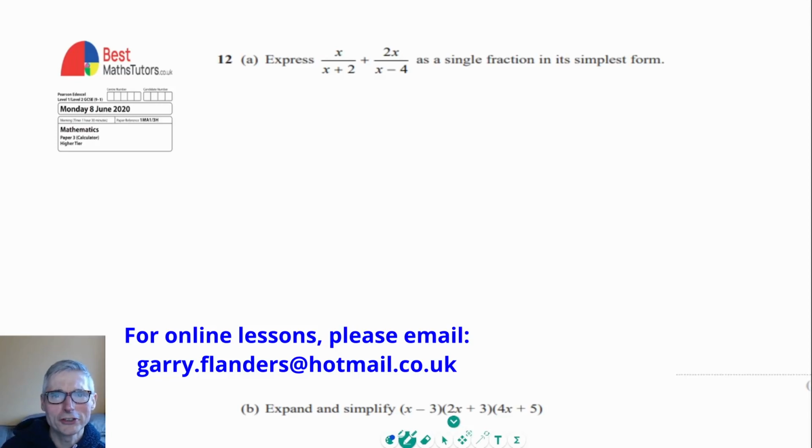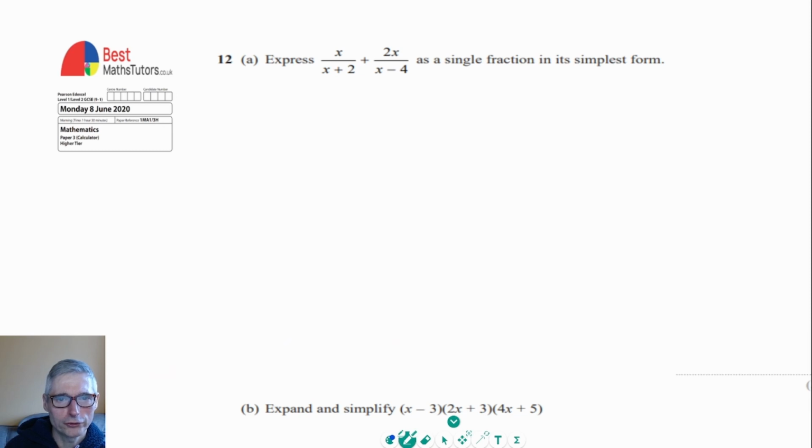This is question 12, and it's a question about algebraic fractions, and then the second part of the question is about multiplying out triple brackets. So in the first part, we've got x over x plus 2 plus 2x over x minus 4, and we've got to express it as a single fraction in its simplest form.